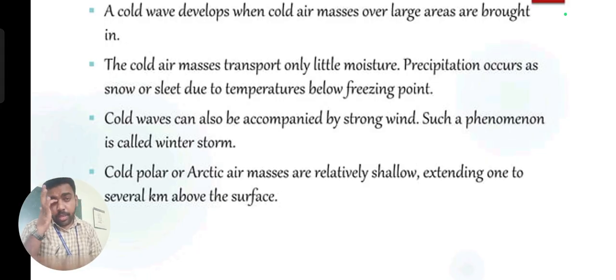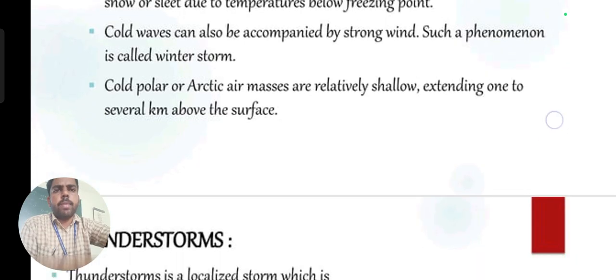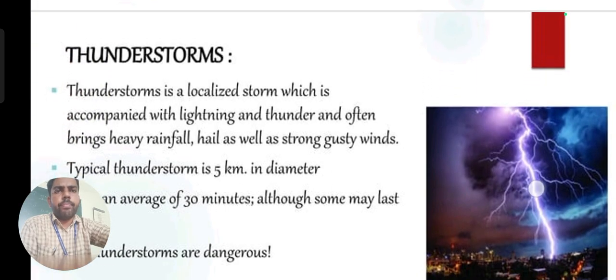Cold waves can also be accompanied by strong winds. Such phenomena are called windstorms. And cold polar and Arctic air masses are relatively shallow, extending one to several kilometers in that particular area.